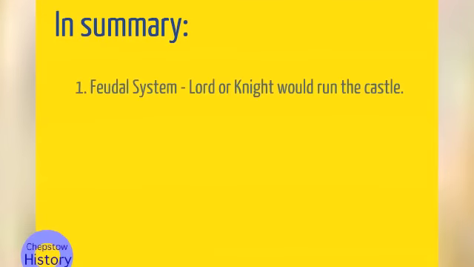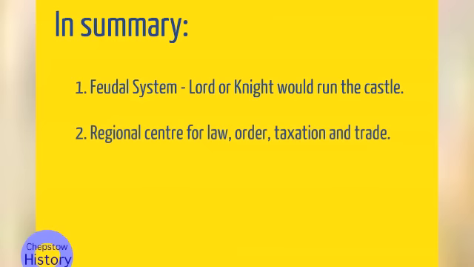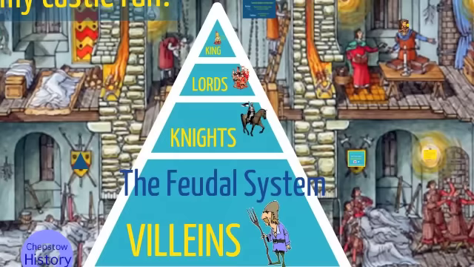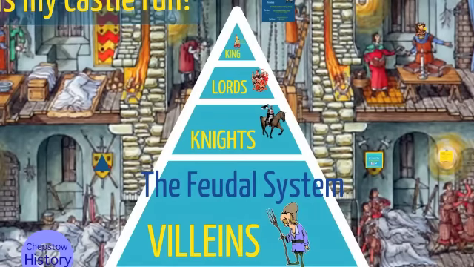So, a Norman castle would have been run under the feudal system. It would have been the regional centre for law, order, taxation and trade. From here, a knight or lord could organise and protect his villeins and at the same time harvest the fruits of their labour. They could also train for times of war when they would be summoned to act upon their oath of fealty to the king. In this way we can see the feudal system as having a simple pyramid structure, reflecting each strata's position in terms of both power and numbers.